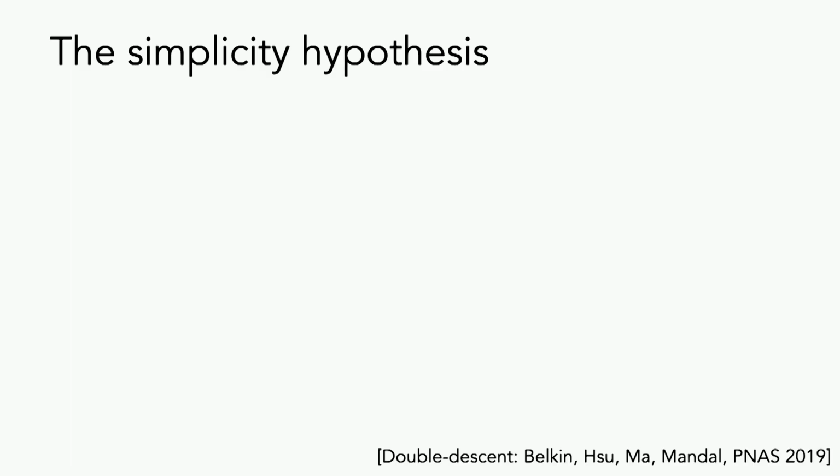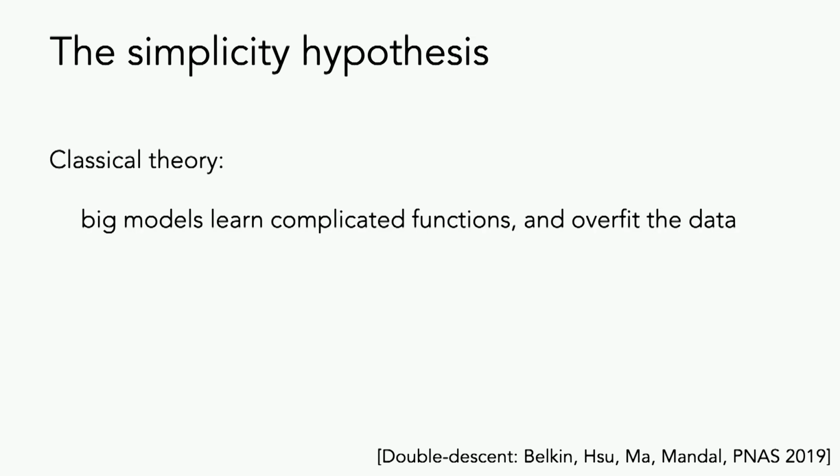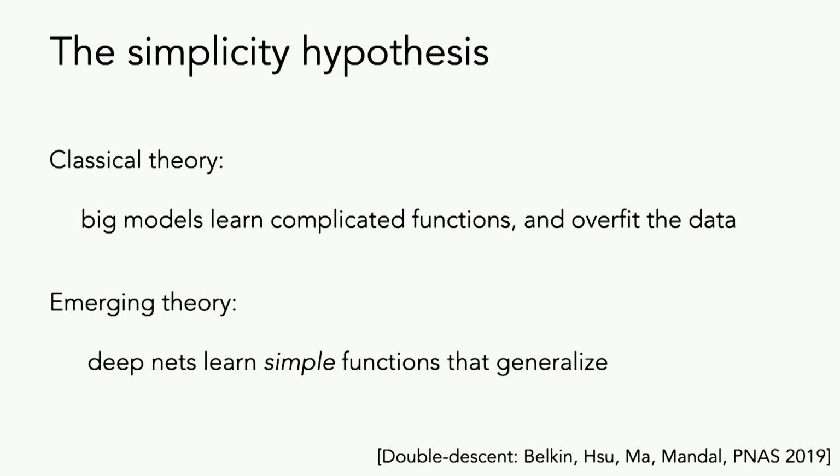Okay? So there's kind of an emerging hypothesis around this that I'll summarize as the simplicity hypothesis. Even though deep nets have a lot of parameters and could find really, really complicated fits to the training data, they don't. So the classic theory says big models learn hopelessly complicated functions that overfit the data. But the emerging theory says, well, deep nets do have that capacity, but they actually fit the data in a way that generalizes. And there's a deep connection between simple fits to data and rules that generalize.